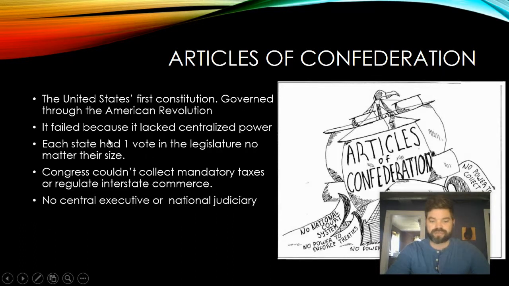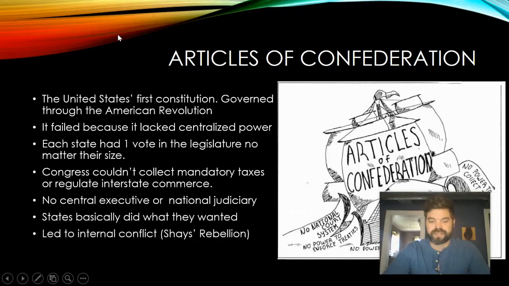There was no central executive or national judiciary, no presidency, no national court system. So when states had disputes, or if citizens had disputes with their state governments, there was no federal court system that could be used to work out those differences. States basically did what they wanted.